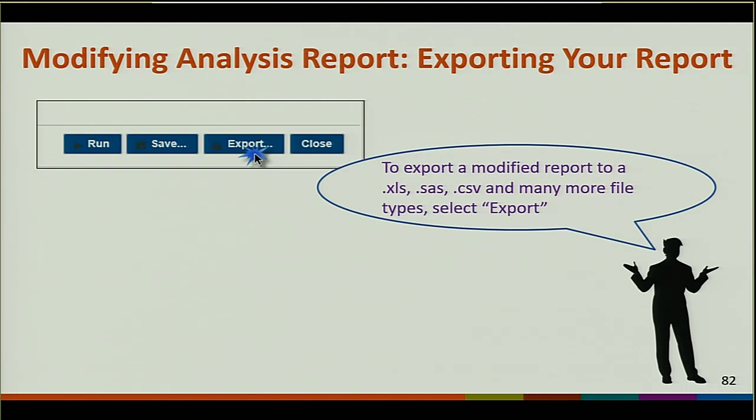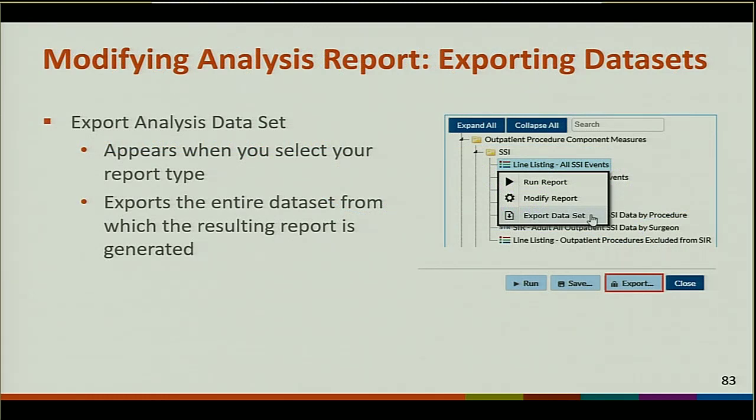Another option you have is to export a modified report to an Excel sheet, a SAS file, a CSV file, and many more types by selecting export. Later on, we'll show you that this is only one of two options you have when exporting your data. As you remember earlier on in the presentation, when you select a report, you're given three options: run, modify, or export data. By selecting export data in this scenario, you're going to export the entire data set from which the resulting report is generated. So all the modifications that you may or may not have made will not be included in this report. It's just going to give you a raw report of all data that's been entered for this folder.